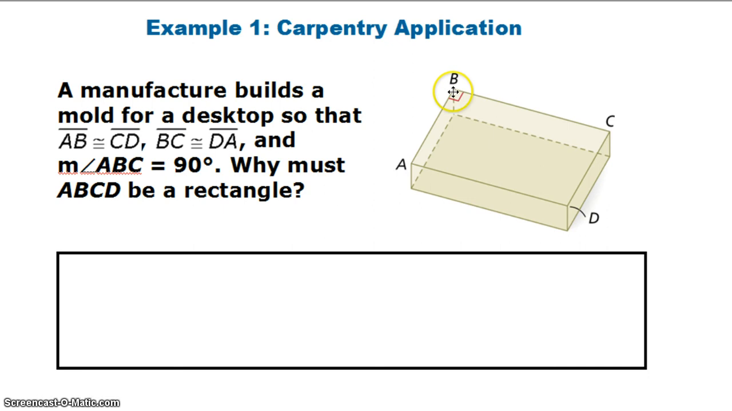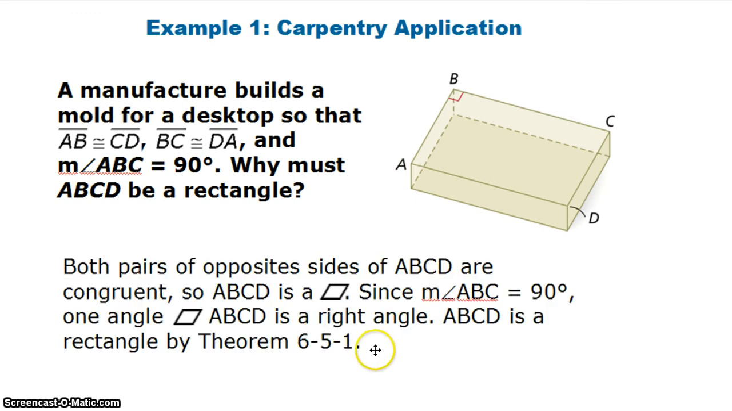So we know that when both pairs of opposite sides in a quadrilateral are congruent, we have a parallelogram. Good. And then we know that if we have a parallelogram and one angle is 90 degrees, we just learned in our first theorem that all angles then must be 90 degrees, or we have a rectangle. Good.